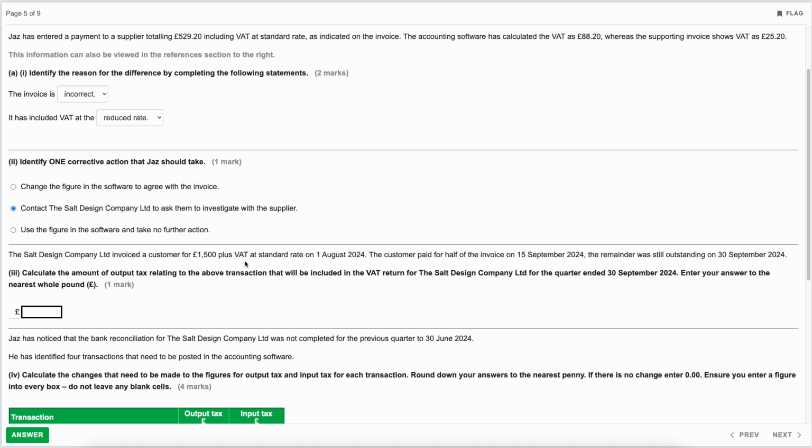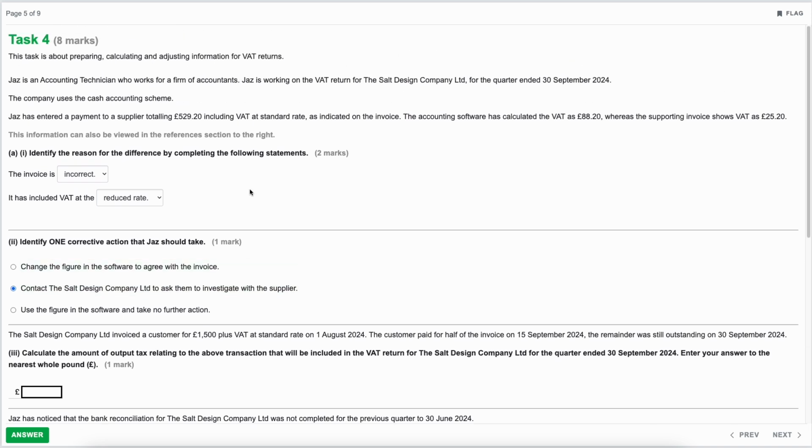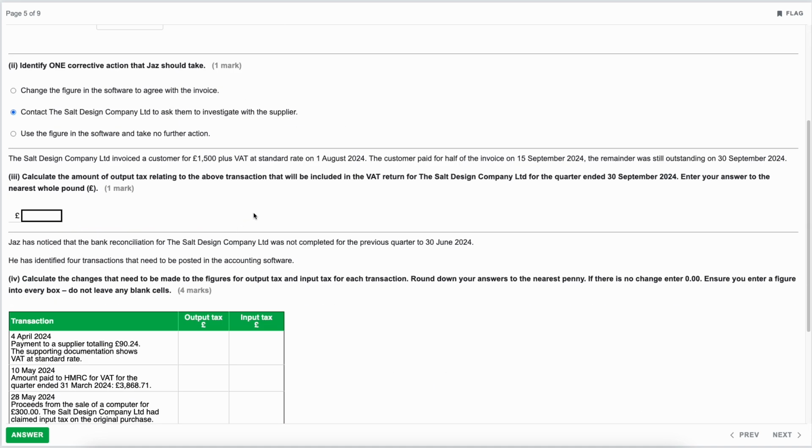However, further up, I think it said, it did indeed, the company uses the cash accounting scheme. Now that does change things because we know that under the cash accounting scheme, they will only pay or recover VAT on what has actually been paid or received.